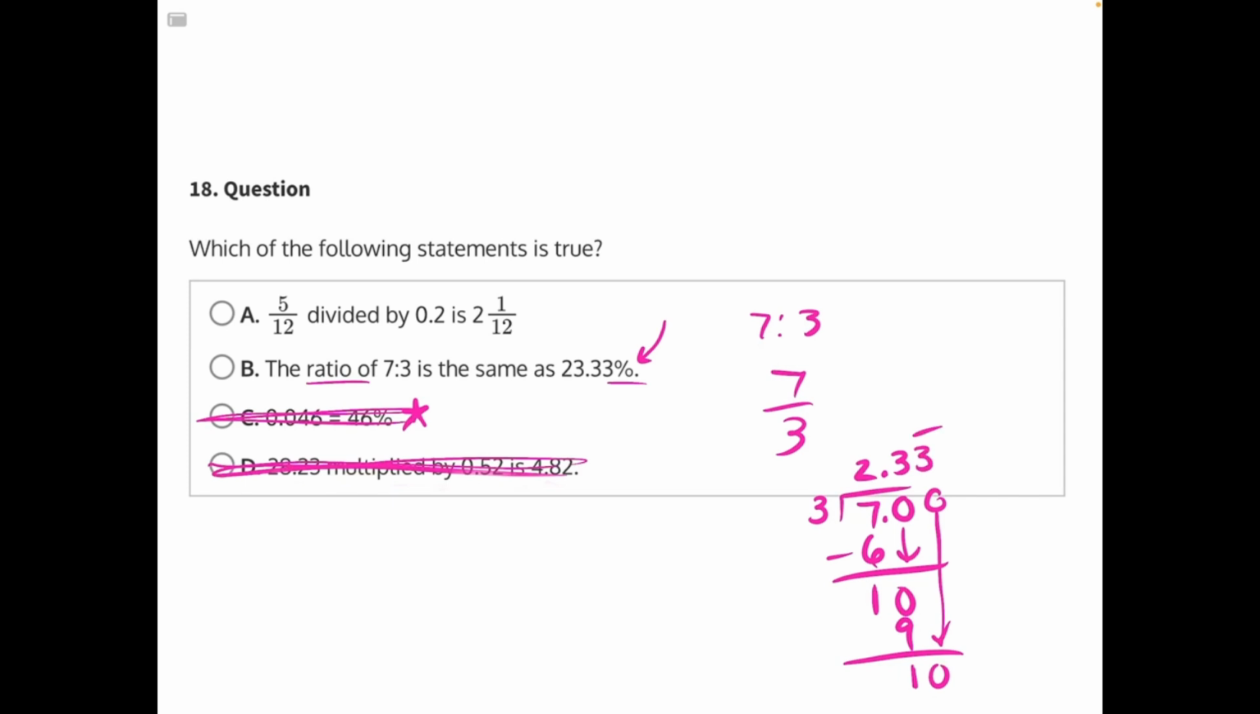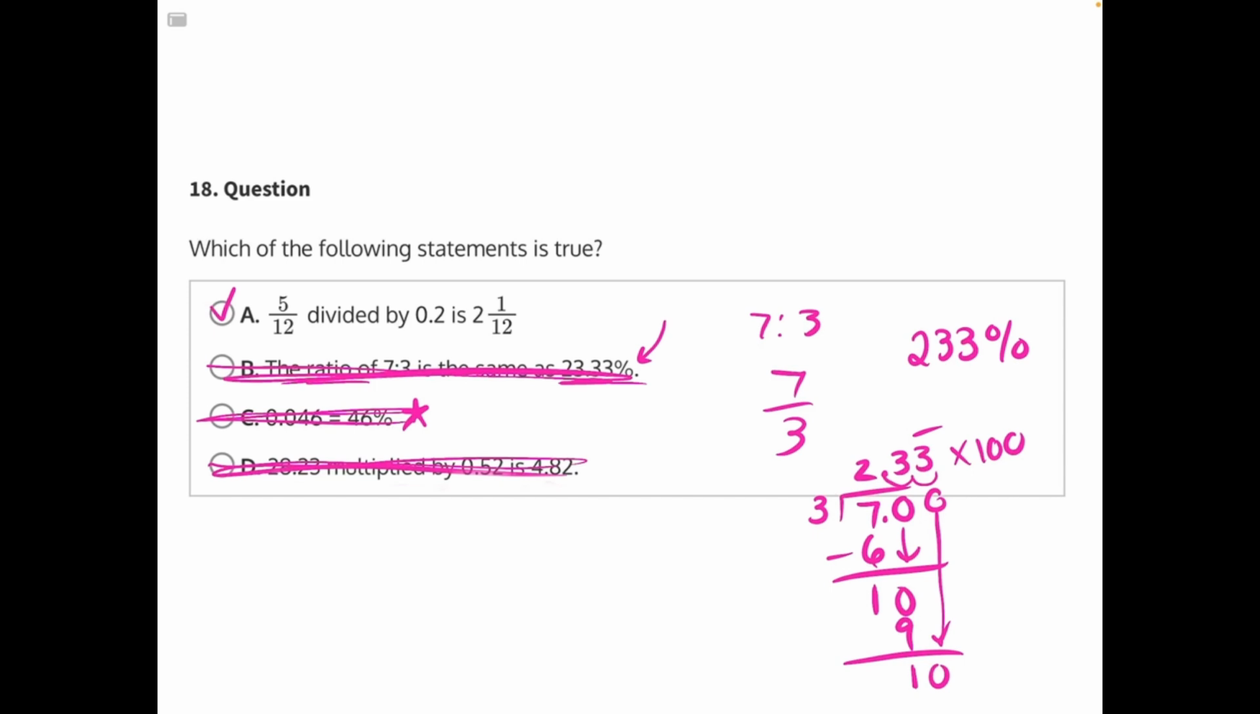That is a decimal that now we can multiply by 100 to get our percentage. That would move the decimal point 2 places to the right, giving us 233%, not 23.33%. It's very close. That means B is incorrect, and A has to be our correct answer. If you were taking the test, this would be enough to mark A as your correct answer and move on, but for the sake of the video, I will show you why A is correct.